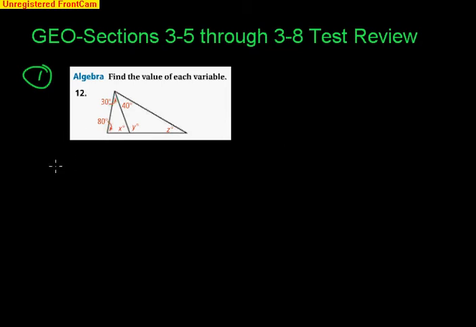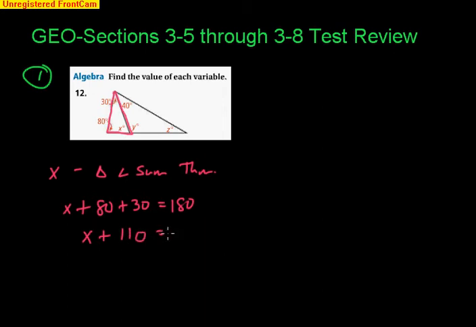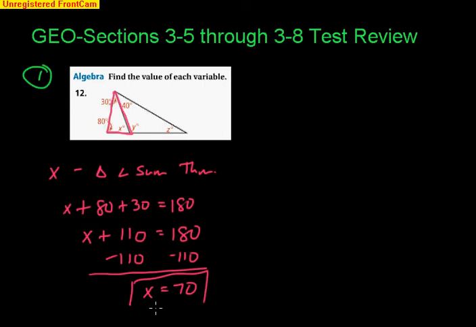Okay, so first, I'm going to find x, and the way that I'm going to find x is by using the triangle angle sum theorem. What this says is that this triangle that has x in it right here and the 80 and 30 degrees, those three angles have to add up to 180. So x plus 80 plus 30 must equal 180. I add 80 and 30 to get 110. So x plus 110 equals 180. And I subtract 110. And I get x equals 70. And there's the value of x using the triangle angle sum theorem.